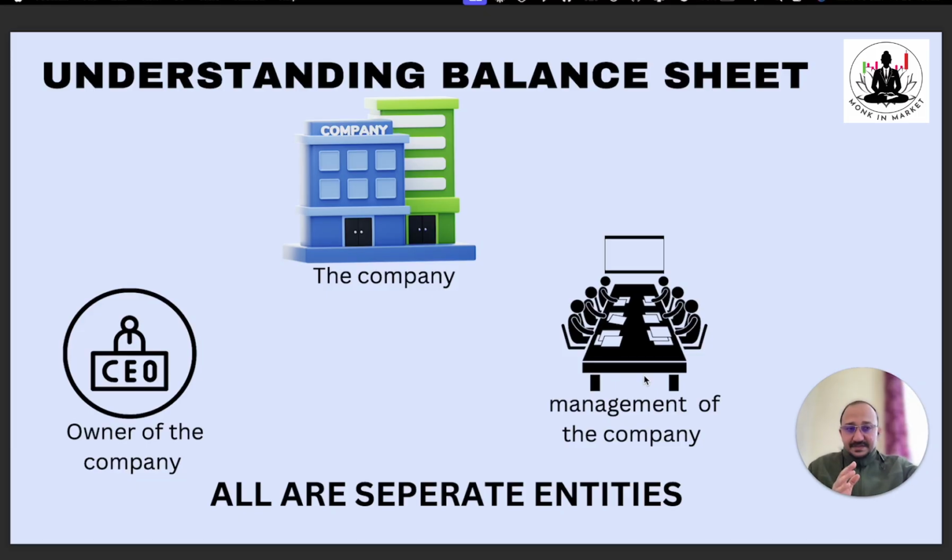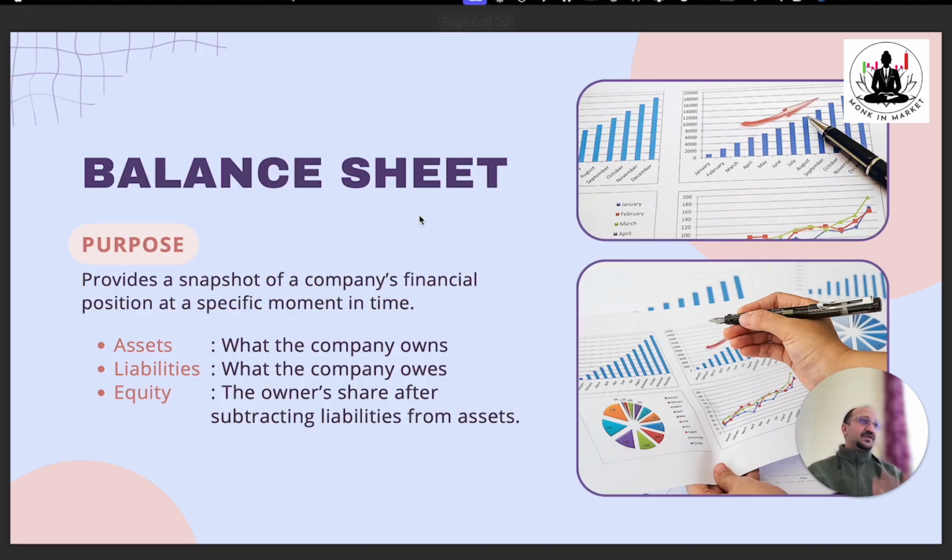Because business is a different unit, whatever money I put in the company, being a CEO or an owner of the company, the company has to return it back. Similarly, whatever loan I take from a bank for this company, being a company, I have to give that loan back. So management of the company, ownership, and the company, they're three different entities. So it is considered for the easy management of the accounting, right? So what is a balance sheet? Let me conclude. It is a snapshot of company's financial statements at a specific time.